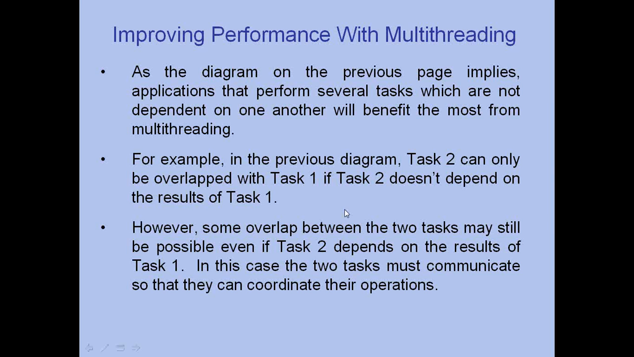But yeah, so there is no dependency. However, some overlap between the 2 tasks may still be possible, even if task 2 depends on the results of task 1. If there is an overlap and there is a dependency, in that case, what should happen is the two tasks or the two threads must communicate so that they can coordinate their operations. So what this means is the threads can talk to each other, and how that can be done, we will discuss further. The point is the threads can talk to each other if there is a dependency between the two tasks.